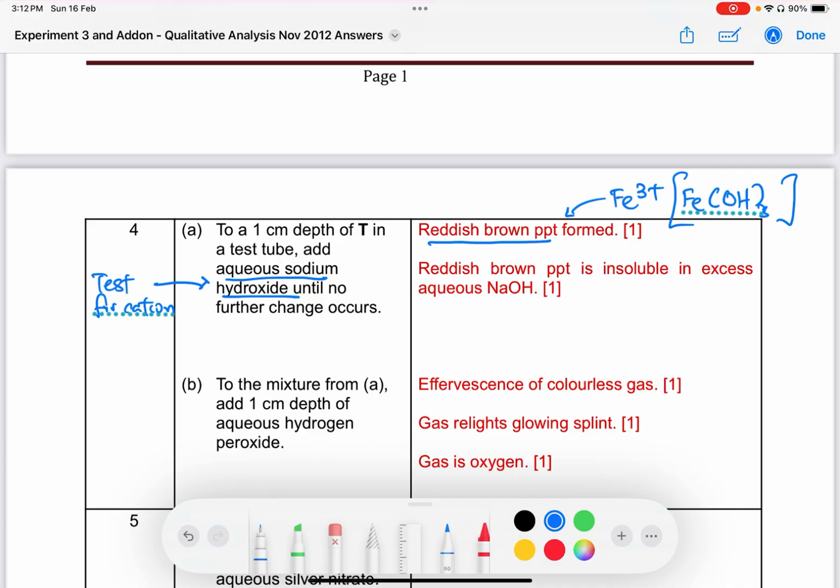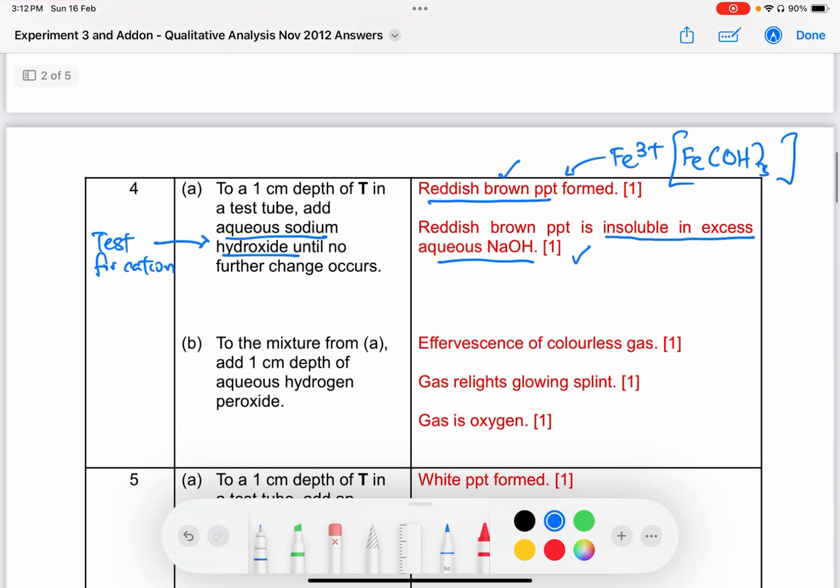Then if you look at your QA sheet, you'll realize that the reddish brown precipitate is insoluble in excess sodium hydroxide. So this is the second mark. One mark for reddish brown, one mark for saying it's insoluble.